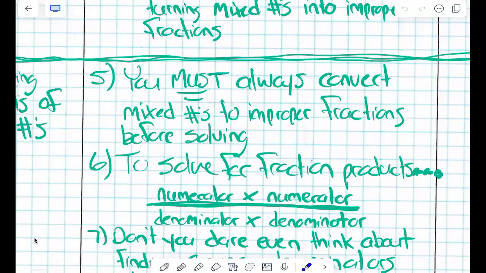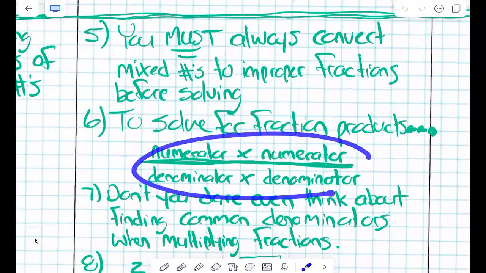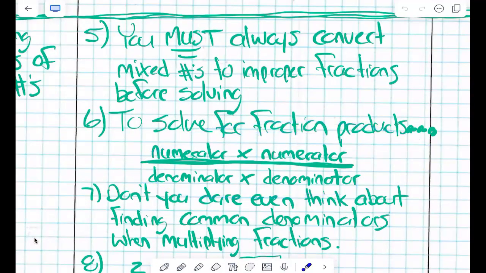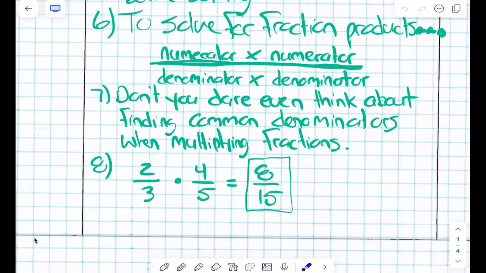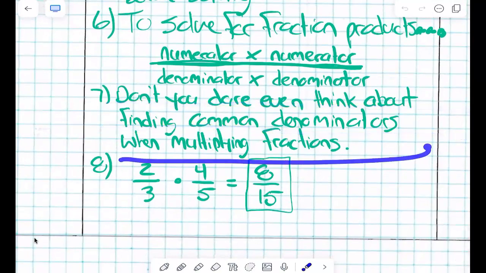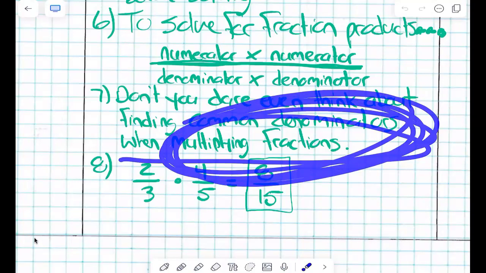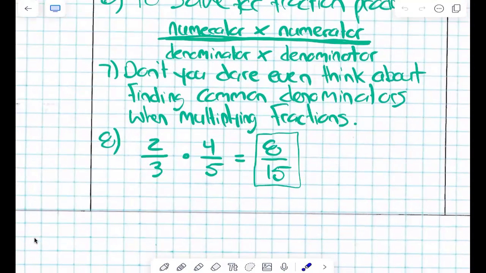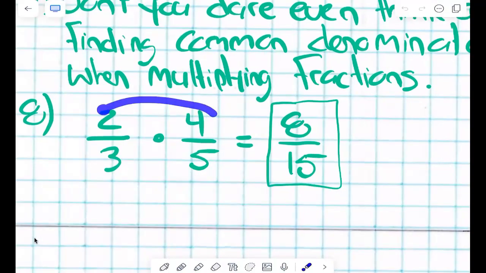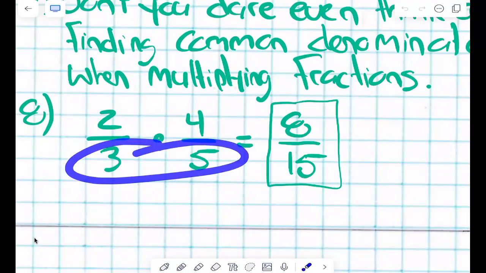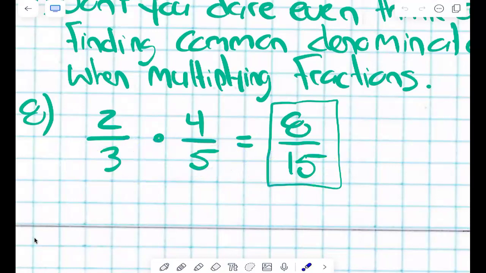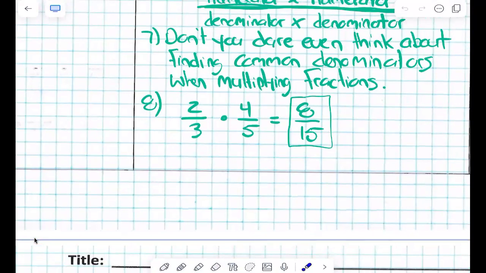How do you solve fraction products? Numerator times numerator, denominator times denominator. And then we learned that you never, ever, ever find common denominators when you're doing what? Multiplying fractions. Sweet. So when we're multiplying fractions, we just simply multiply the top 2 numbers, get 8, yes? The bottom 2 numbers get 15 here, right? Done. That's it, yes? Do we find common denominators when multiplying fractions?